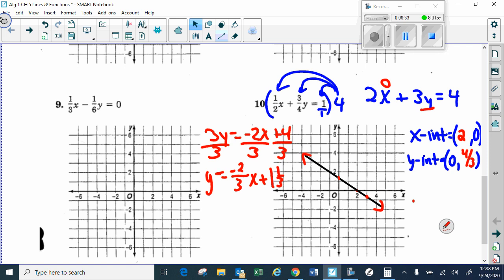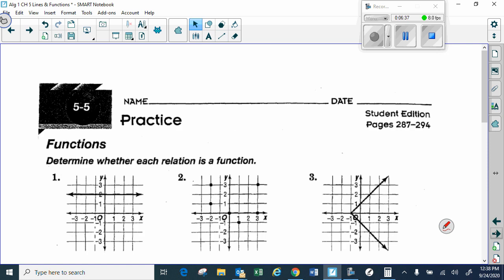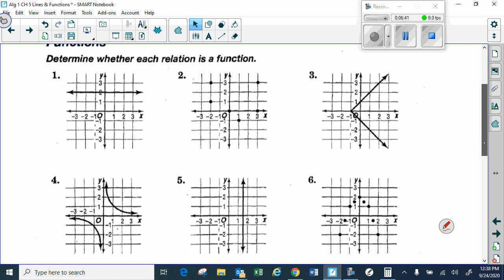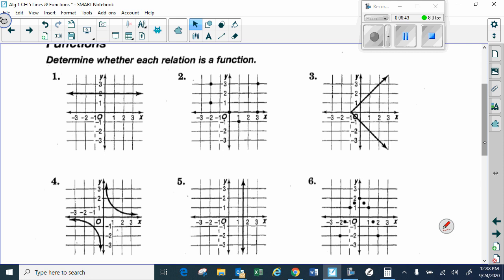Let me put this clear right there. All right, other side now. Functions. Determine whether each relation is a function. Relation is just a set of points. Okay. And function, since this is graphically, a function must pass the vertical line test.